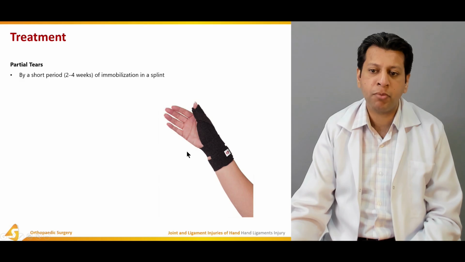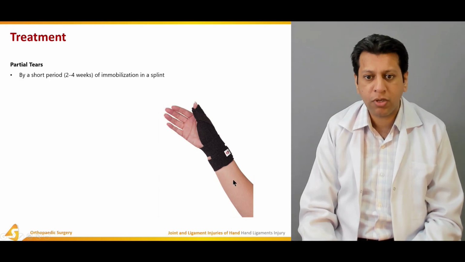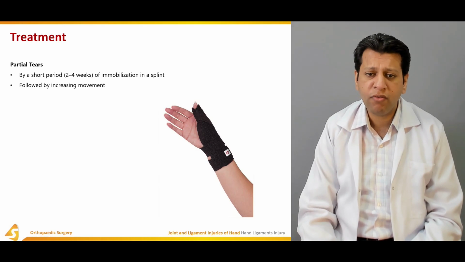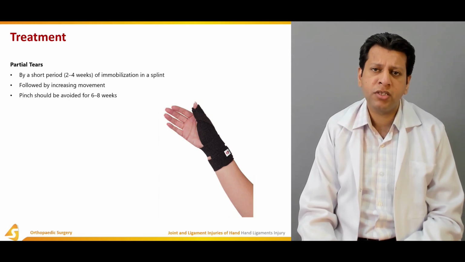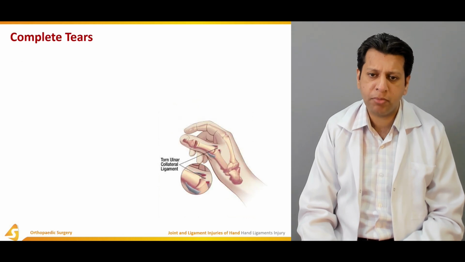This is the thumb splint. A thumb spica cast can also be applied, followed by increasing movement. And pain should be avoided for at least 6 to 8 weeks till the ligament heals completely.